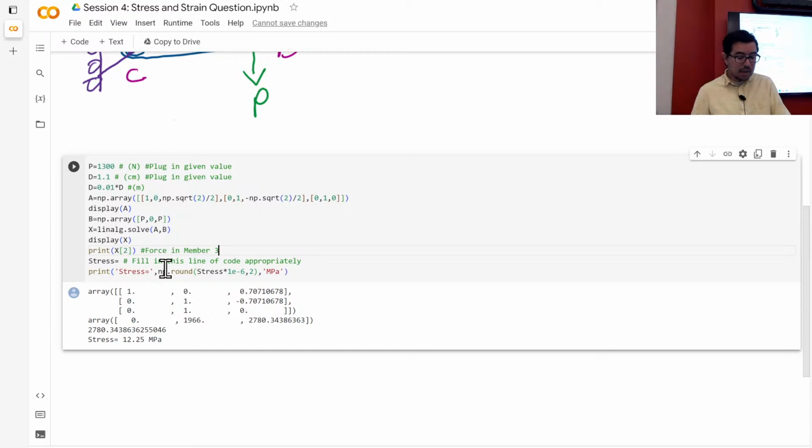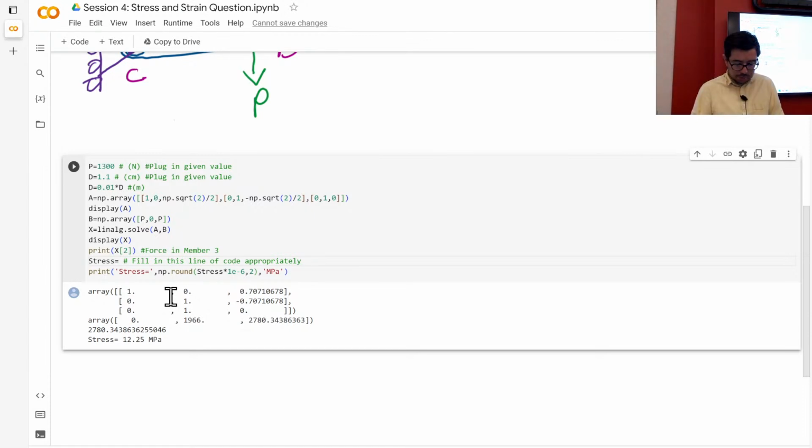To get the stress, we have to take that force and divide by area. Or I could do this on my piece of paper and just say square root of 2 times P is that force, and then divide it by the area. What's the area of a circle? Pi r squared, right? Or pi d squared over 4.